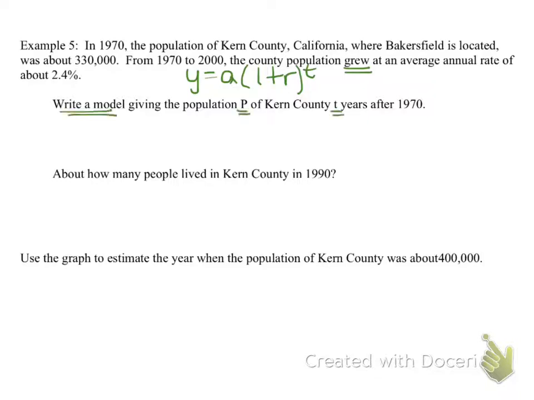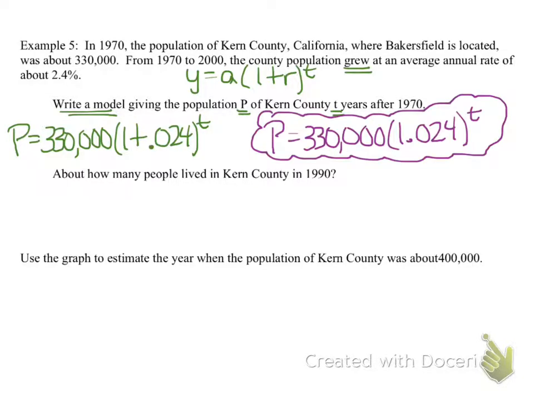When it asks us to write a model of P in terms of T, basically that just means that we're not going to use the y because we're talking about our population. We want to know what our population ended up being. We're starting with 330,000. 1 plus the rate, which is 2.4%, but written as a decimal is 0.024. And then when we're writing a model, we're just going to use the T because we want to be able to use this model for any given year. Make sure you're simplifying your model, which basically means you're just adding together what's in the parentheses. So this would be our final model.